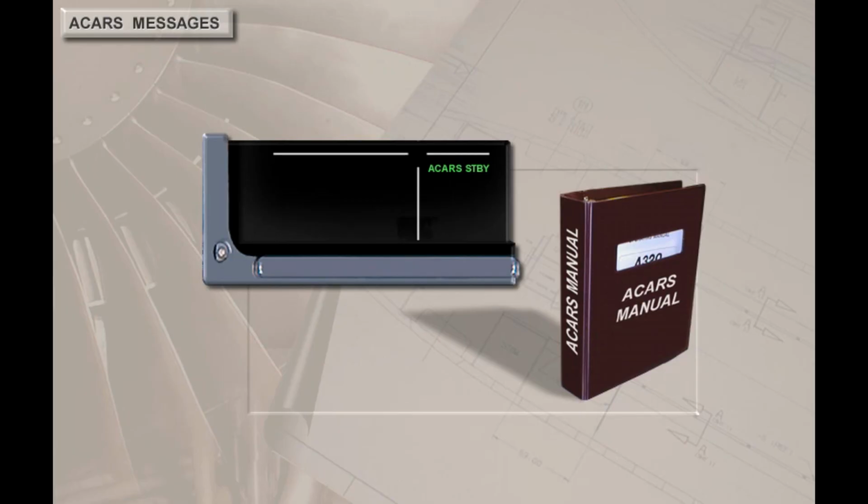The advisory ACARS standby on the upper ECAM memo section will show up in green when there is a loss of ACARS communications between the aircraft and ground stations. For more detailed information regarding ACARS operation and use, please refer to the ACARS Operations Manual provided by your airline.